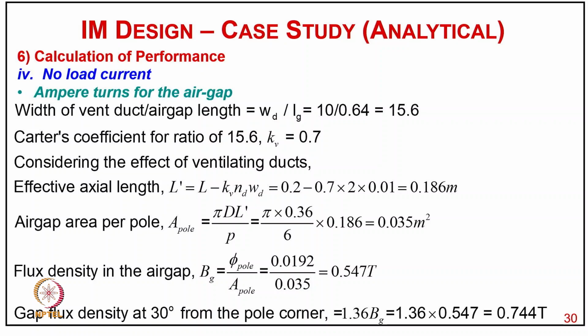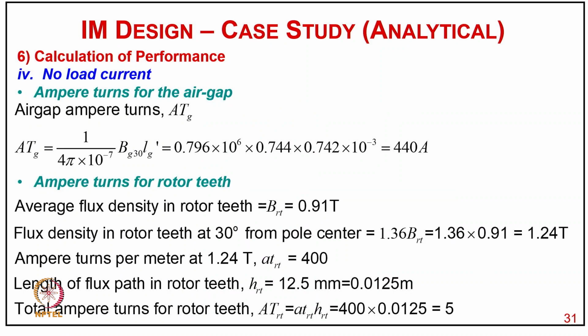The air gap area per pole, A pole, equal to pi D L dash upon P. Putting in the value, it comes 0.035 meter square. For the flux density in the air gap, we can find B equal to flux per pole upon A pole, it comes 0.547 Tesla, and the gap flux density at 30 degrees from the pole is 1.36 Bg, it comes 0.744 Tesla. Now the ampere turns for the air gap will be equal to ATG equal to 1 divided by 4 pi into 10 to the power minus 7, into Bg dash into Lg dash. Putting in the value, it comes 440 ampere.